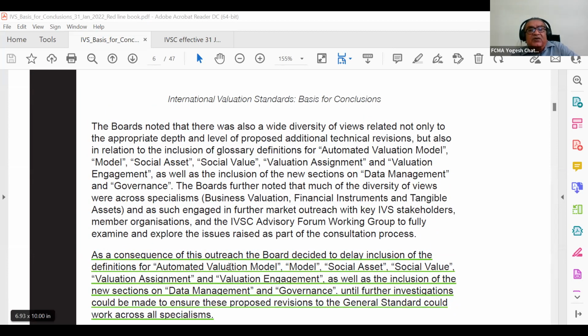As a consequence of this outreach, the board decided to delay inclusion of definitions of automated valuation model, model itself, or social asset, or social value and valuation assignment, and the valuation engagement. So going forward, we can have a meaning of these in IVS itself, but for now it is not included.